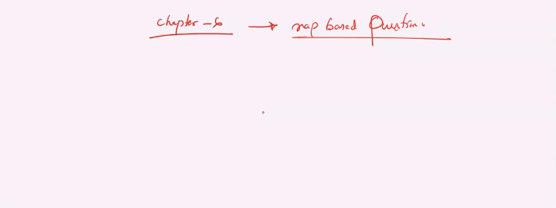Next, chapter number 7, India Land Resources. It's actually a very big chapter, and from this chapter this year you can expect around 3 mark or 4 mark questions. Make a note of those questions.